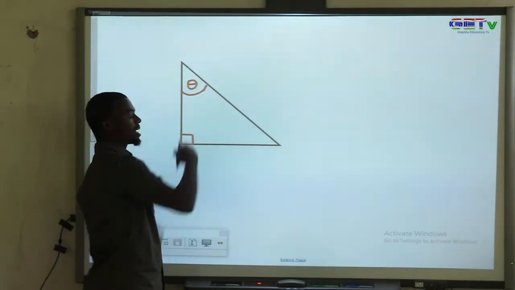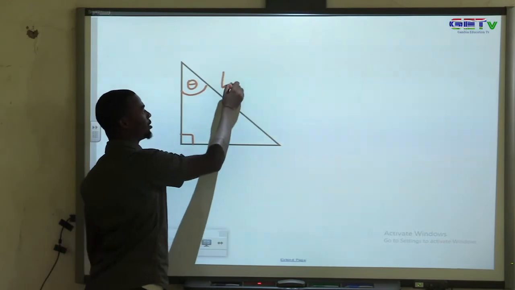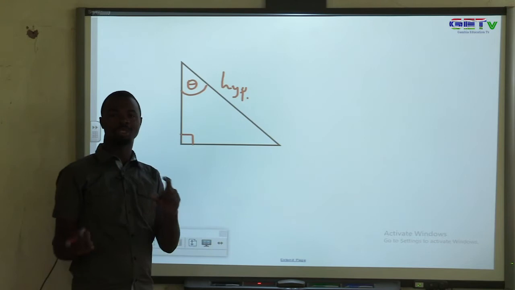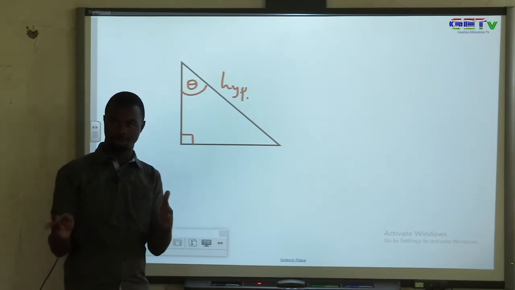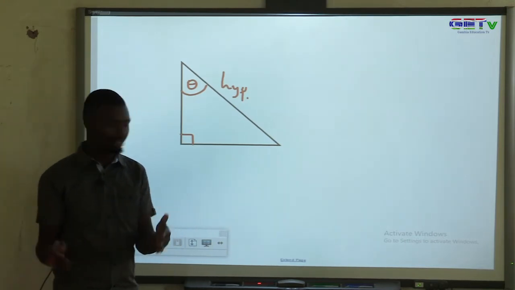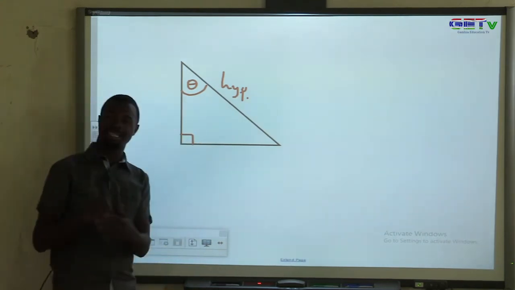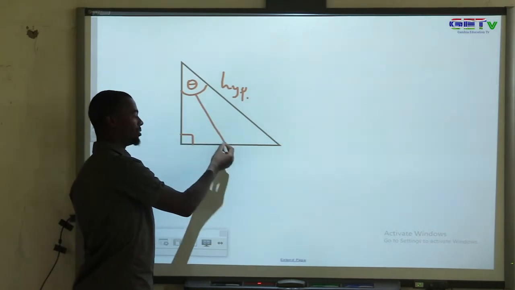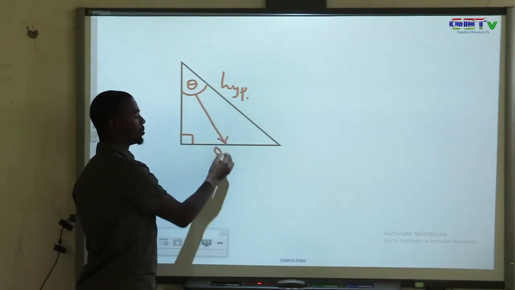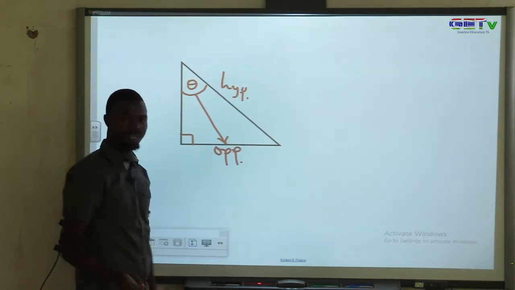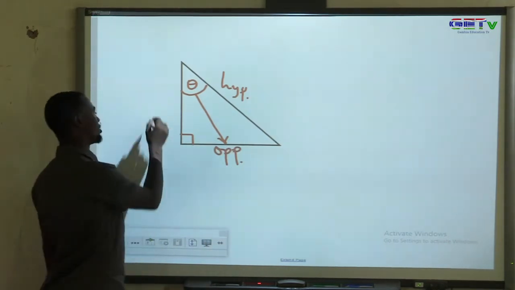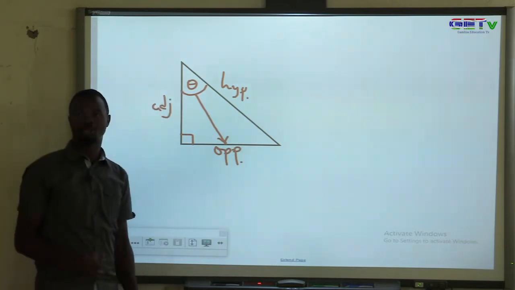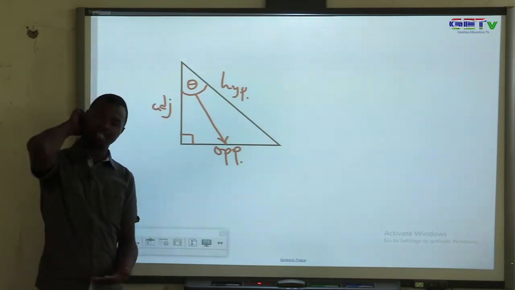Of course, the longest side is always the hypotenuse. The longest side of the right angle triangle is the hypotenuse. Now the other two sides are determined by the position of your angle, that is theta. Theta is here. The side that is directly opposite theta is called the opposite, that is this side of the right angle triangle, and the other side becomes the adjacent of the theta. The side adjacent to theta is the adjacent. So these are the three sides you can have on a right angle triangle.